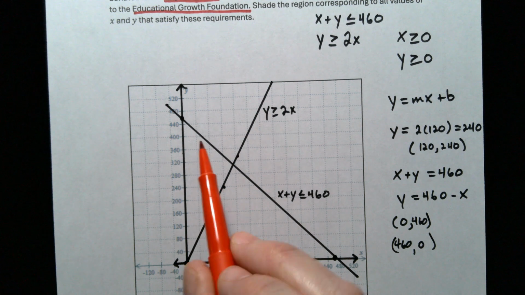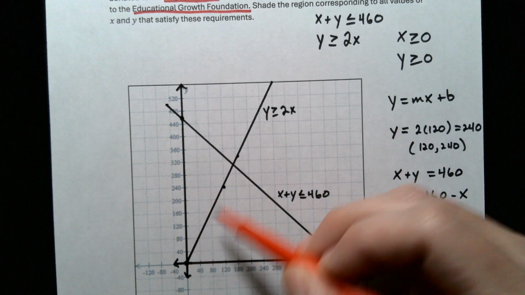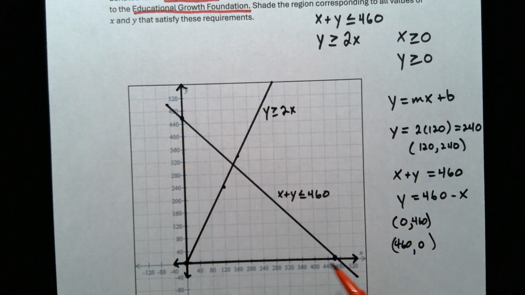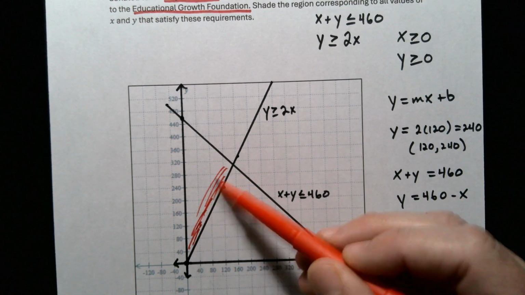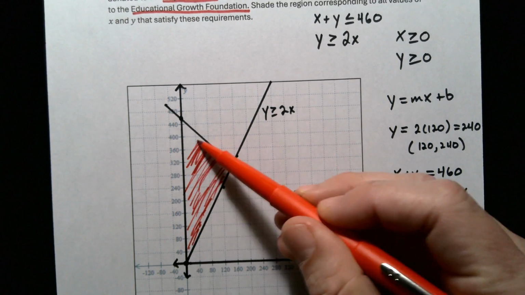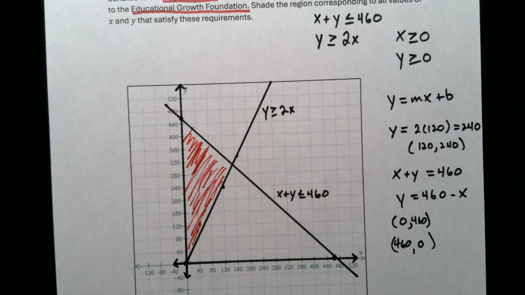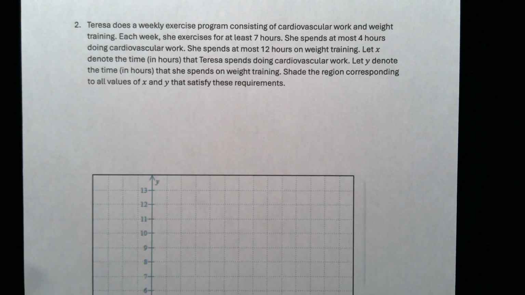So I'm going to graph below the x plus y line and above the 2x. And remember, I can't go left over here because that's negative, and I can't go down here. So the part I'm going to shade is this right here. And that's my answer. Let's do another one.